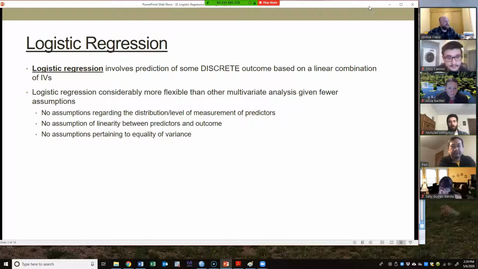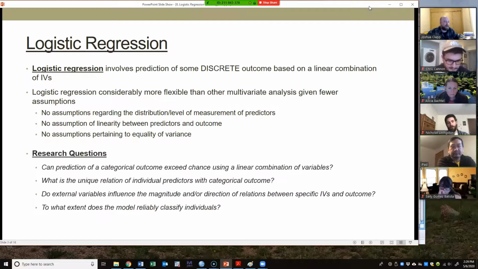Equality of variance, homogeneity of variance, heteroscedasticity assumptions, we don't have to worry about those with our logistic models. And so we start to get into a set of analyses that are much better at addressing some of the warts that come with real-life data, and we can start to ask some interesting questions if we're working with a categorical outcome, right? Some examples of questions that we might address with a logistic model: can prediction of a categorical outcome exceed chance using a linear combination of variables, okay?